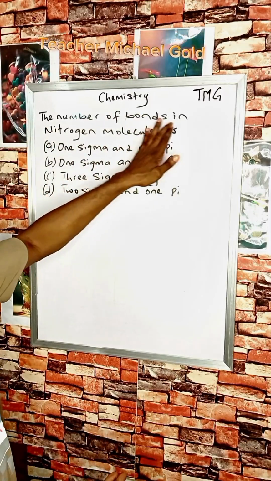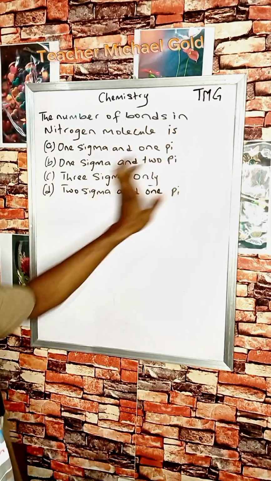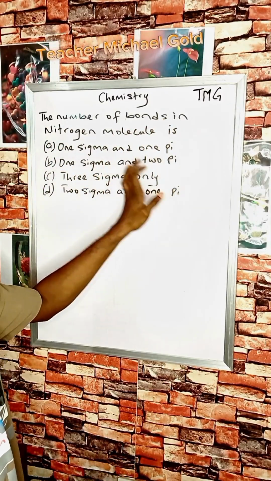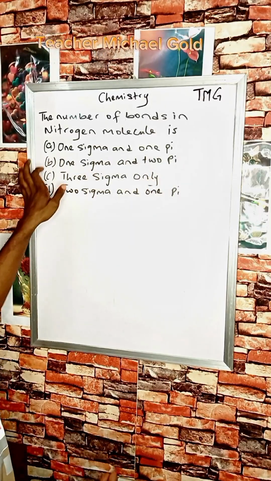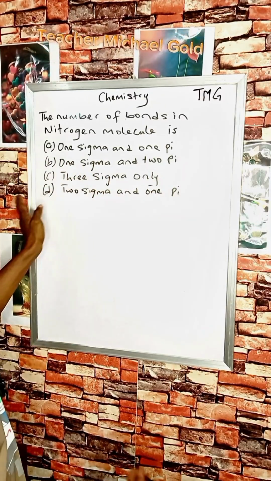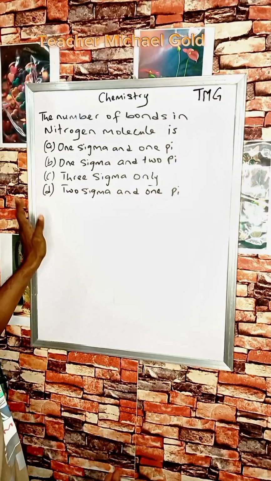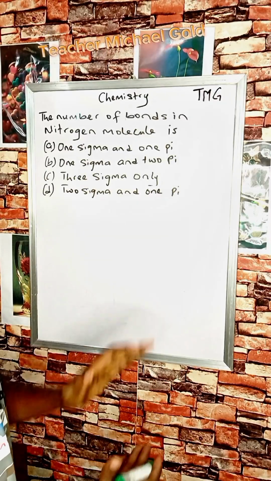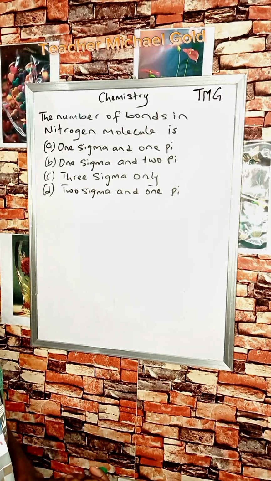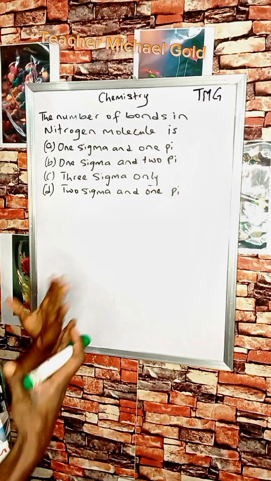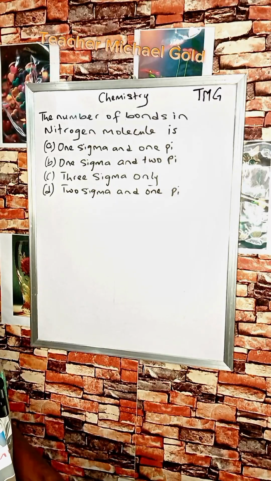The number of bonds in nitrogen molecule is: A, 1 sigma and 1 pi; B, 1 sigma and 2 pi; C, 3 sigma only; D, 2 sigma and 1 pi. Now, what I want you to do is to think of the answer and put it in your mind. Let's go through it together and see what the actual answer is.